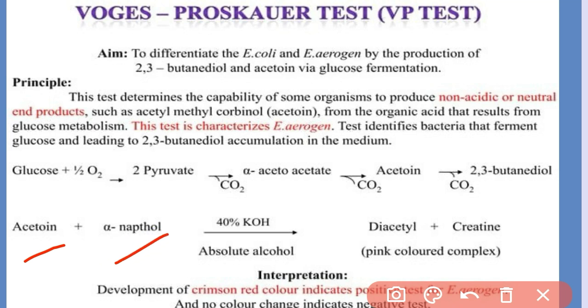Acetoin with alpha naphthol forms diacetyl, and this diacetyl is a pink colored complex. So after addition of 40% KOH and alpha naphthol to the medium, formation of a pink colored complex in the medium shows the test is positive. This test is positive for the organism Enterobacter aerogenes and negative for E. coli.